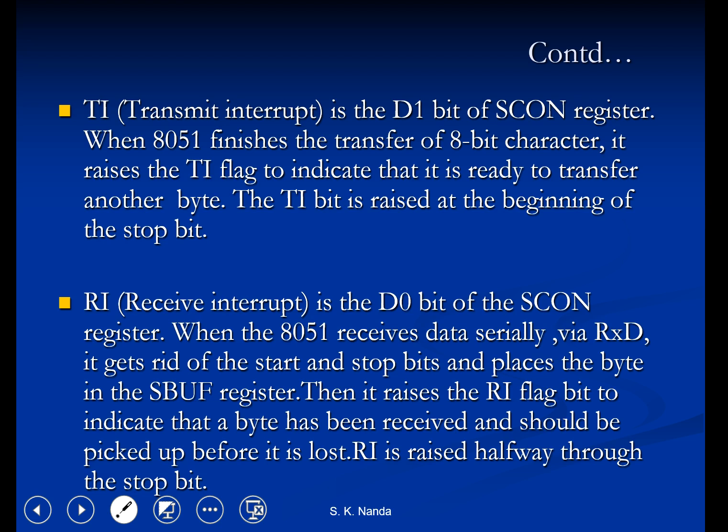RI, receive interrupt, is the D0 bit of the SCON register. When the 8051 receives data serially via RxD, that is the reception pin, it gets rid of the start and stop bits and places the byte in the SBUF register, the serial buffer register. Then it raises the RI flag bit to indicate that a byte has been received and should be picked up before it is lost. The RI is raised halfway through the stop bit.